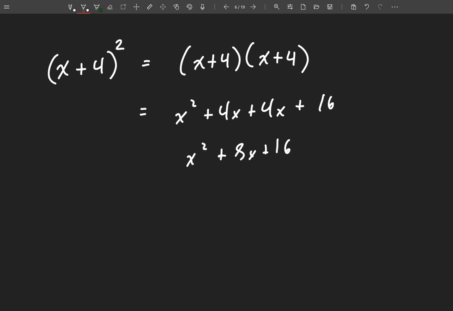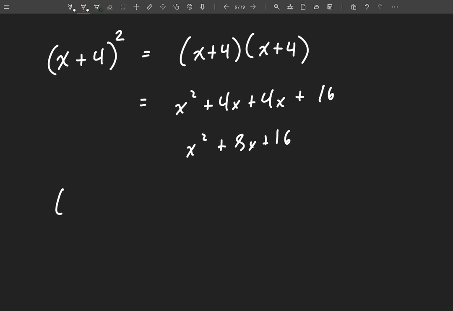Okay, let's try another one. You try this one: x minus 3 squared. Same concept. Give that a shot and then come back.